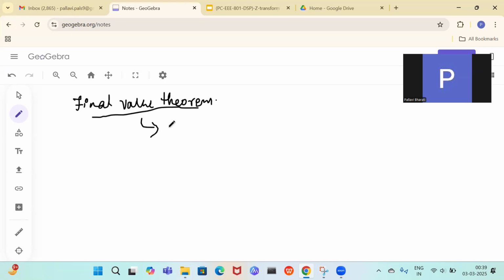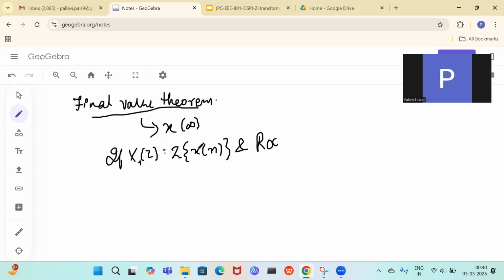What should be the value at x of infinity? This is the condition that without knowing the exact value at the last point, you are trying to say in some way what is the value at x of infinity. So they say that if X(z) is the Z transform of x of n, and if it is positive sided, you can say that the signal is positive sided, then the ROC conditions are very important.